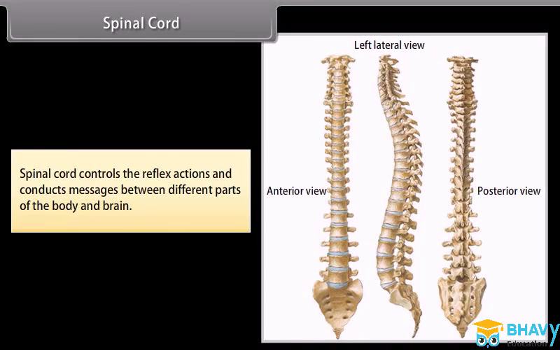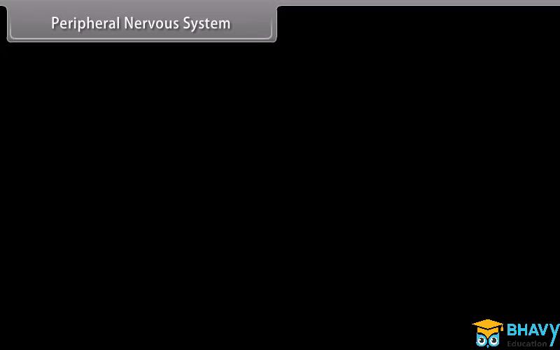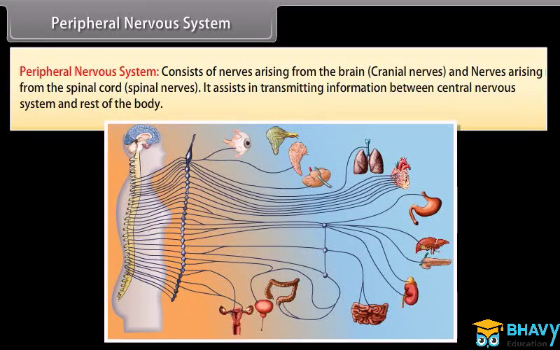Spinal cord. Spinal cord controls the reflex actions and conducts messages between different parts of the body and brain. Peripheral nervous system. Peripheral nervous system consists of nerves arising from the brain, cranial nerves, and nerves arising from the spinal cord, spinal nerves. It assists in transmitting information between the central nervous system and the rest of the body.